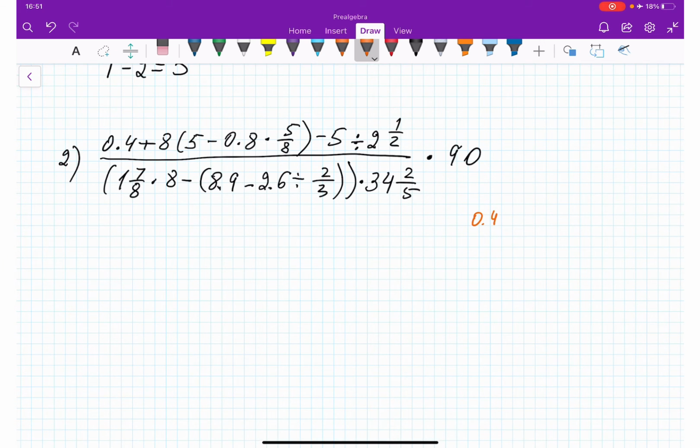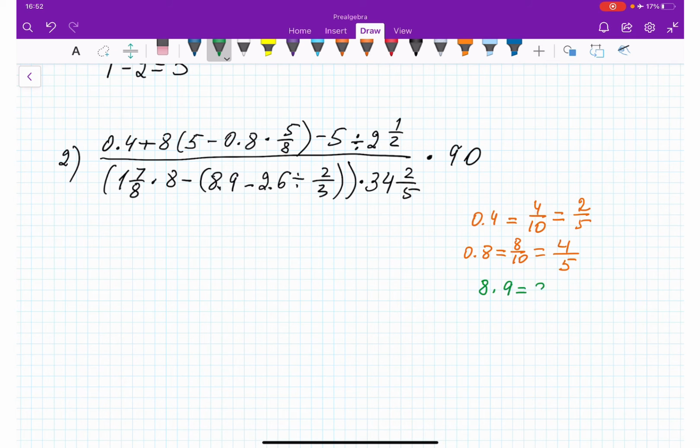0.4 is equal 4 over 10, right? We can divide by 2 in numerator and denominator, so we will get 2 over 5. Next, 0.8 is equal 8 over 10. We can divide by 2. 8 by 2 is 4, 10 by 2 is 5. Okay, now for denominator, I'm going to use green color.